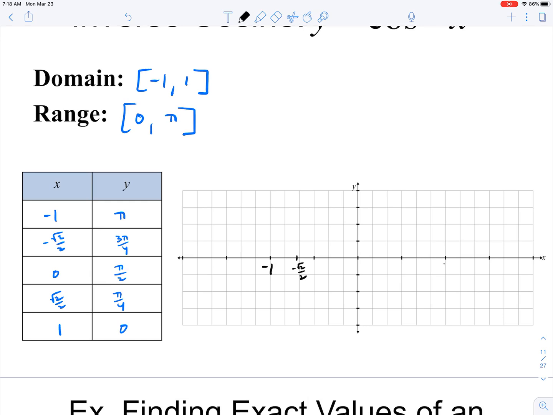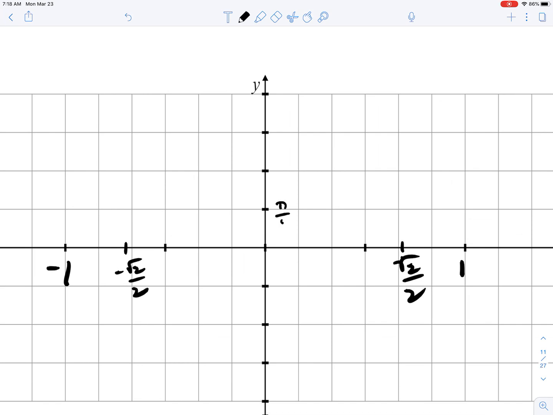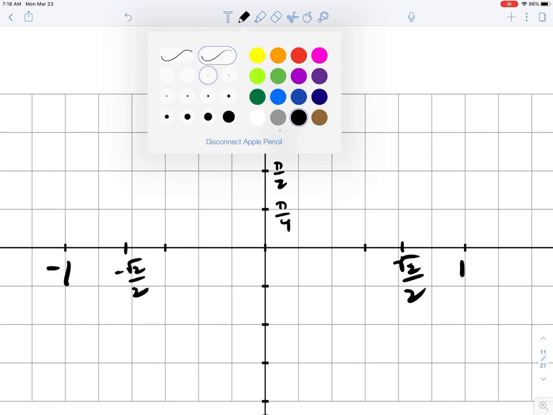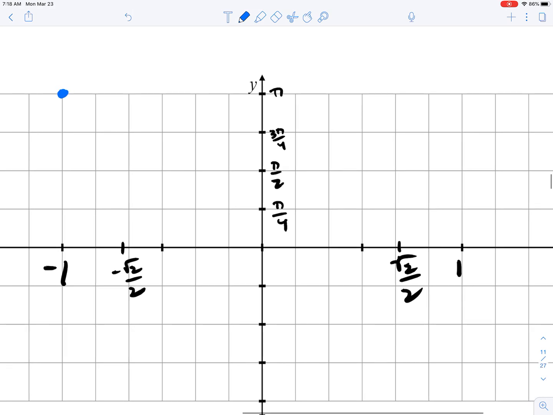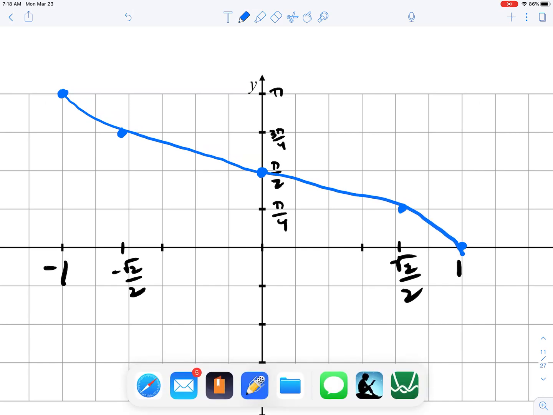√2/2, so just labeling my x and my y-axis. So approximately √2/2. Okay, I'm going to have each tick mark be pi over 4. Okay, and then just plotting those points. So the graph looks kind of like that.